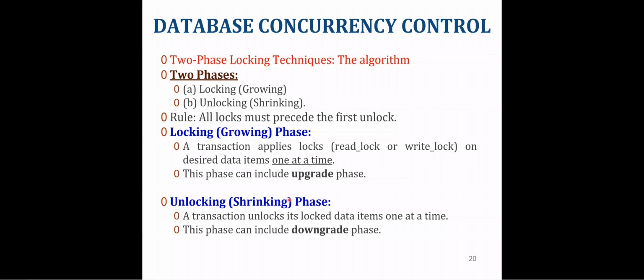Now we want to talk about the two-phase locking technique. It's one of the techniques used to solve conflicts in transactions, and it's called a concurrency control technique. One of these techniques is two-phase locking, or you might see it written as 2PL, two-phase locking.